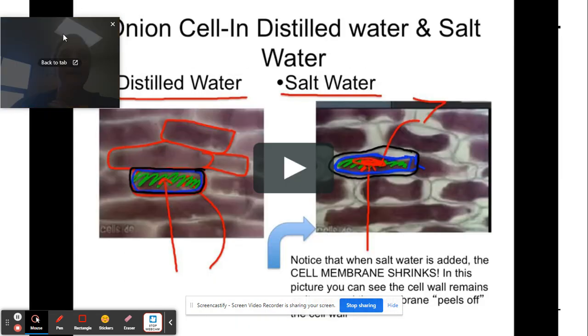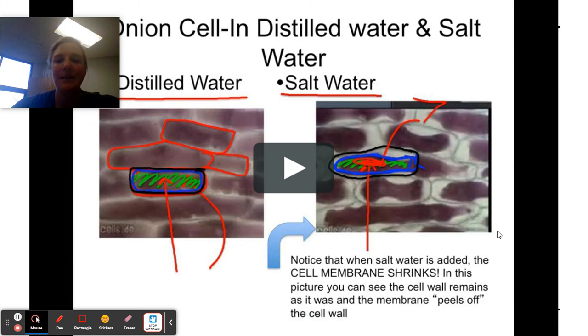If we look at this together, onion cell in distilled water versus salt water, here you can see the cell wall, then the cell membrane, and then the parts of the cell. You can see in this picture that when salt water is added, the cell membrane shrinks. The cell wall remains as it was and the membrane starts to peel off. That is not good because the cell membrane is supposed to control what comes in and out of a cell.